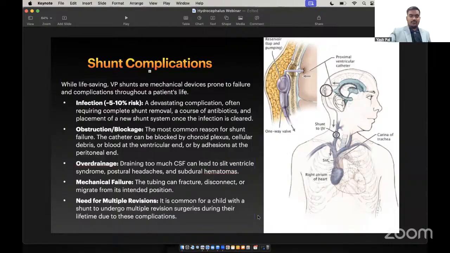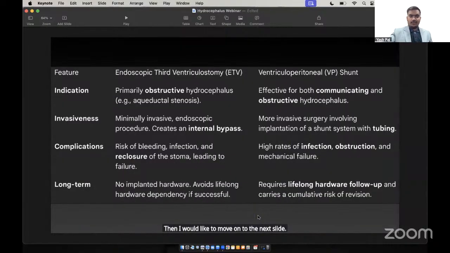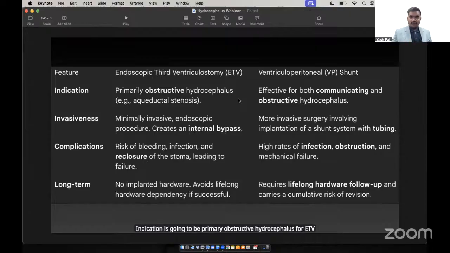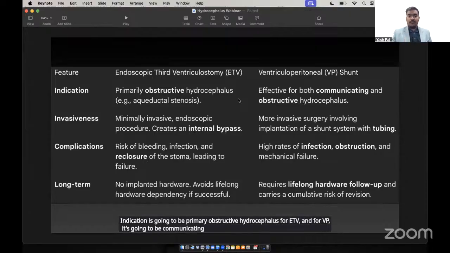Then I would like to move on to the next slide, which is about how we can indicate the treatment of this. We have endoscopic third ventriculostomy, ETV, and we have the ventriculoperitoneal shunt. Indication is going to be primary obstructive hydrocephalus for ETV, and for VP it's going to be communicating and obstructive hydrocephalus.